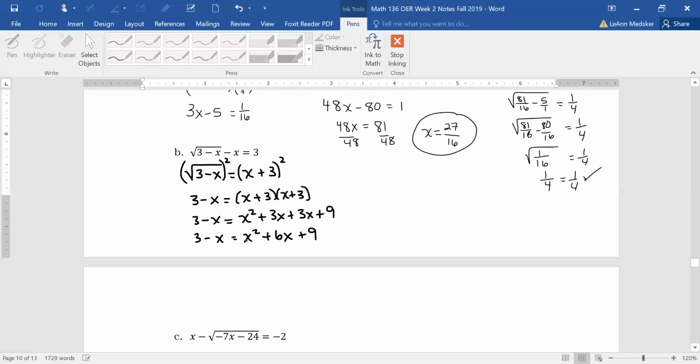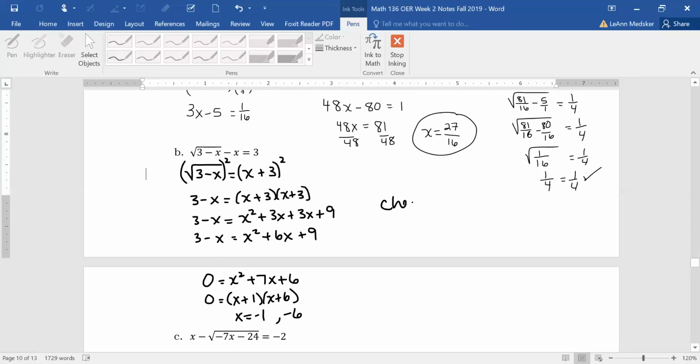This is quadratic, so we want to get everything moved to one side. So I'm going to move everything over to the right side because I like that my x squared is positive. So I'll add 1x over to join the 6, so that would be 7x. And I'll subtract 3 over to join the 9, so that would be plus 6. This would then factor into an x plus 1 and an x plus 6, multiplies to 6, but adds to 7. So I get the solutions of -1 and -6.